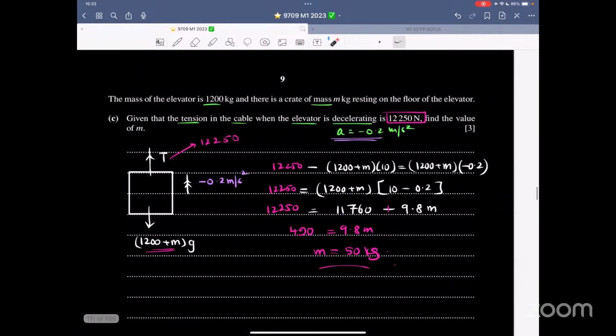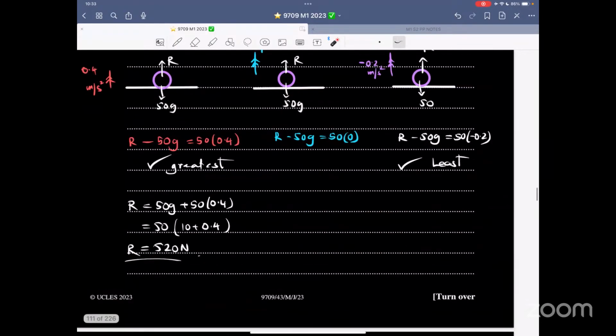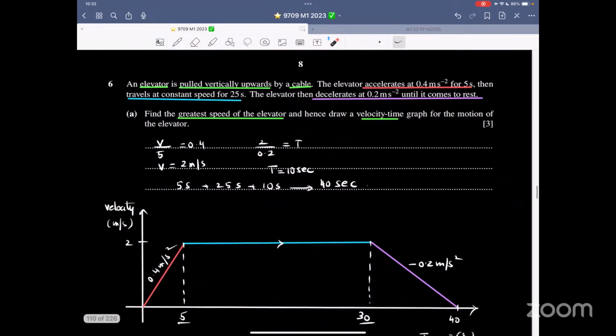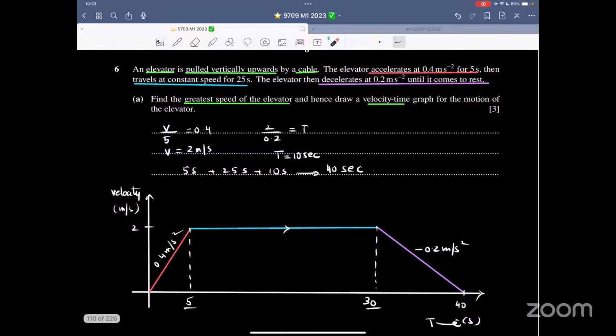Yeah, this is a nice question. Very nice question. Okay, read the question right away. It says an elevator is pulled vertically up by a cable. The elevator accelerates at 0.4 meters per second squared for the first 5 seconds, then travels at a constant speed, then decelerates until it comes to rest. Find the greatest speed of the elevator, hence draw a v-t graph, and so on.